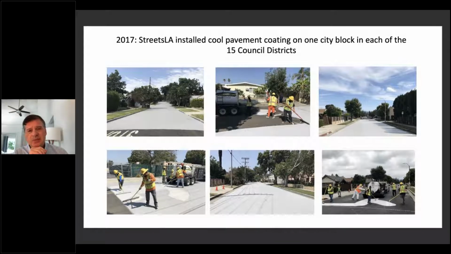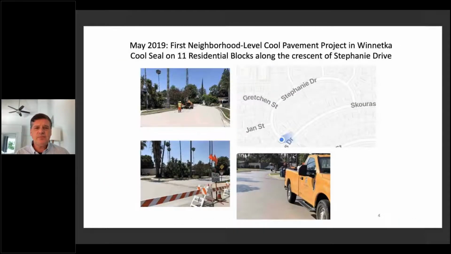And in the summer of 2017, we installed this product on 15 city blocks of LA, one in each of our 15 council districts. We installed it by hand with these sort of squeegees on a handle. It went down in 2 different coats, each about 50 microns thin. And we found that this product reduced the surface temperature of the pavement on a warm summer afternoon by about 10 degrees Fahrenheit. And we thought that was pretty significant.